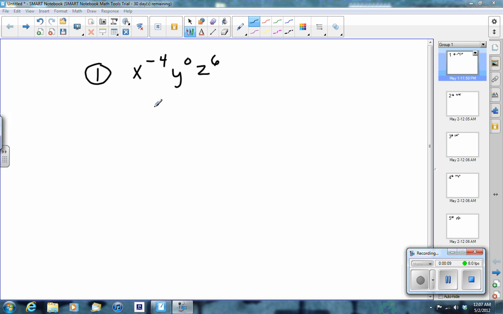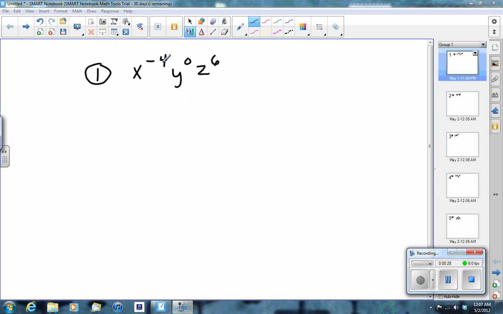We have x to the negative fourth, y to the zero power, and z to the sixth. The first thing I would be thinking about if I were approaching this problem is this y to the zero power. Y to the zero power, as you are probably thinking right now, is 1. Anything to the zero power is 1.